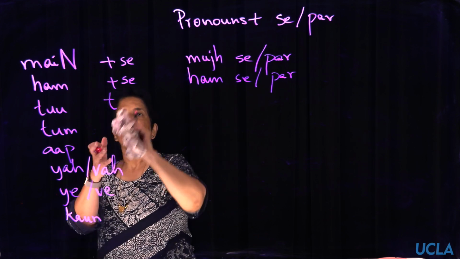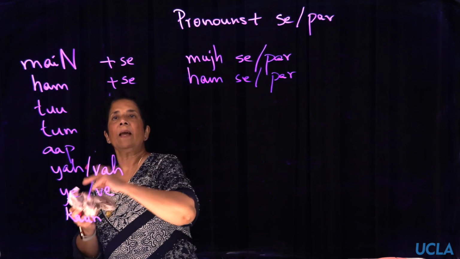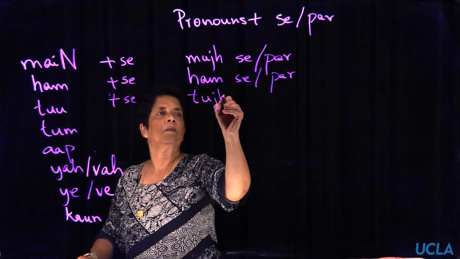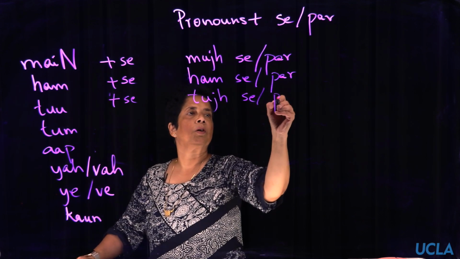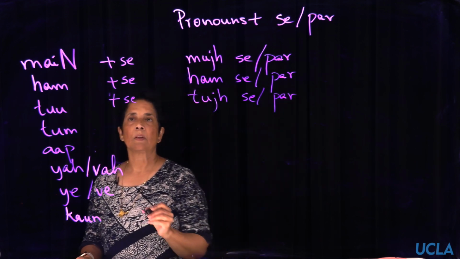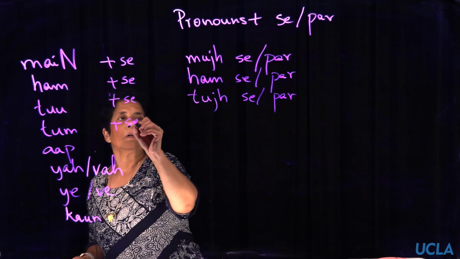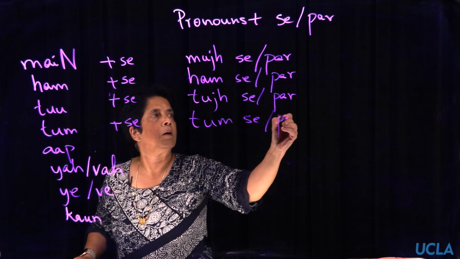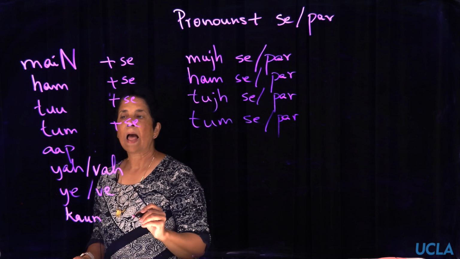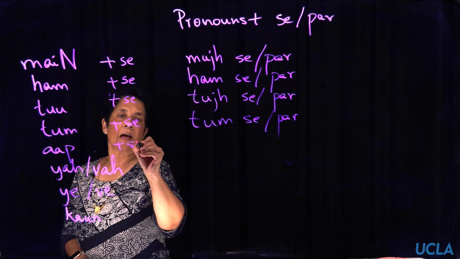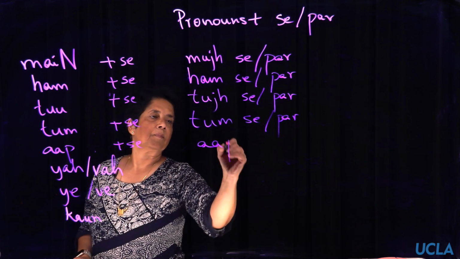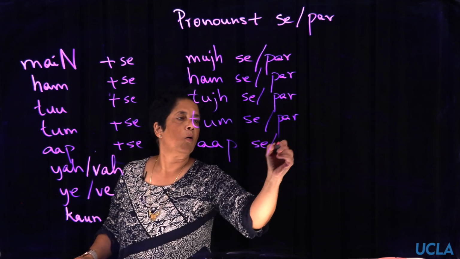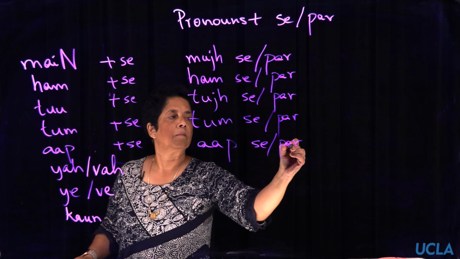Tu plus par or se will give you tujh se or tujh par. Tum will give you tum se or tum par. Aap, nothing happens. Similar to tum, you get aap se or aap par.